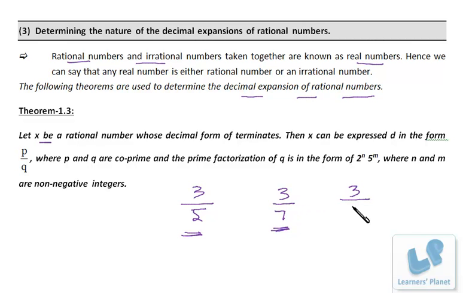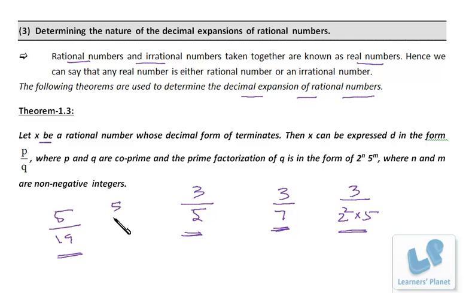Suppose we have 3 by 2 raised to 2 into 5. Now we have just 2 and 5 in the denominator. So we can say it will be a terminating rational number. Now suppose I have 5 by 19. So it will be non-terminating because we do not have 2 and 5 in the denominator. Friends, to check whether this will be terminating or not, you just look at the denominator. If the denominator consists only of 2 and 5, then it will be a terminating rational number. If the denominator contains any number apart from 2 and 5, then it will be non-terminating.